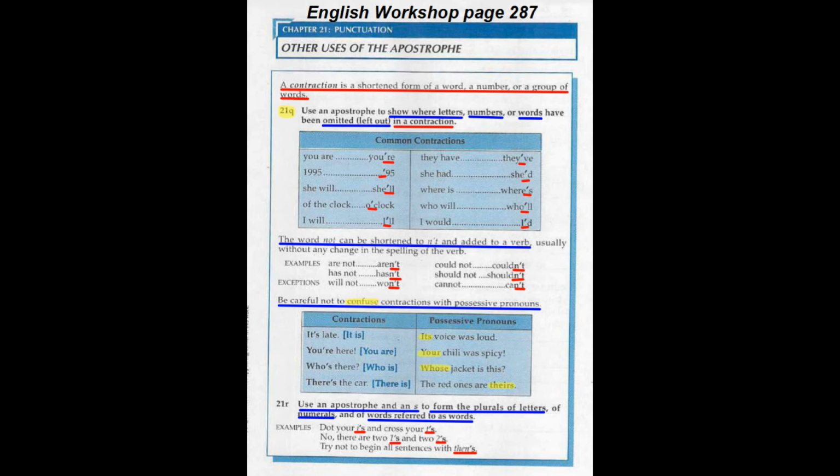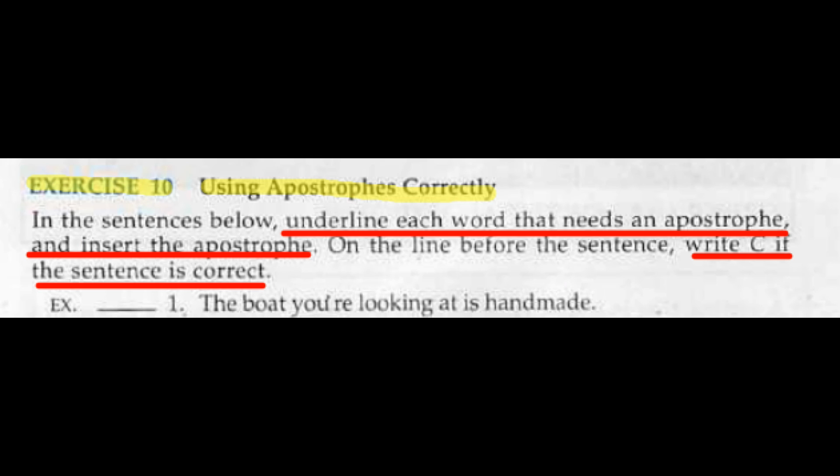Right now, I want you to turn the page, and we are going to do exercises 10 and 11. So go ahead and let's look at those together in just one second. We're going to do exercise 10 using apostrophes correctly. In the sentences below, underline each word that needs an apostrophe and insert the apostrophe. On the line before the sentence, write C if the sentence is correct. For example, number 1, the boat you're looking at is handmade, and so it has the apostrophe in the correct position between the word you and the letters R and E at the end.